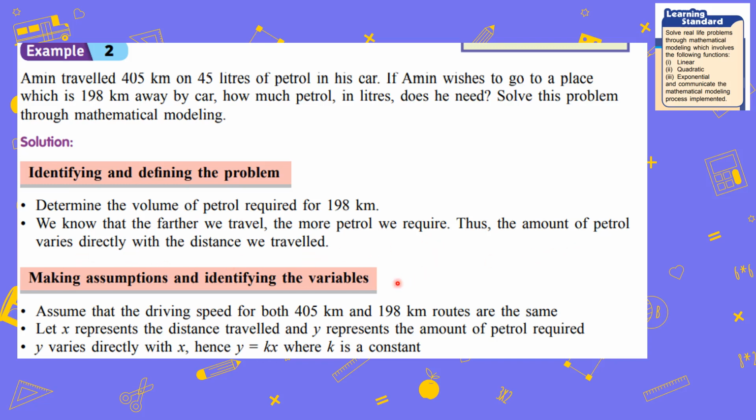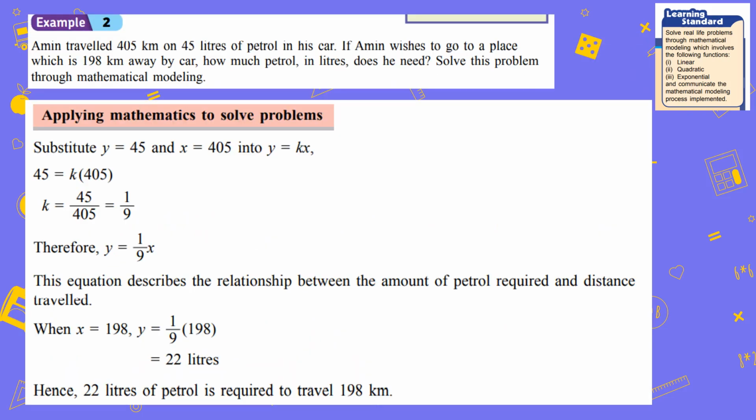Now, the second component is to make assumptions and identify the variables. So we assume that the driving speed for both routes is the same, and the variables involved are x and y, where x represents the distance traveled and y represents the amount of petrol required. Since the question asks for the amount of petrol, y is the subject, and we know that y varies directly with x, so in equation form, y equals kx, where k is a constant. From the equation, this is a linear equation, so the function involved is a linear function.